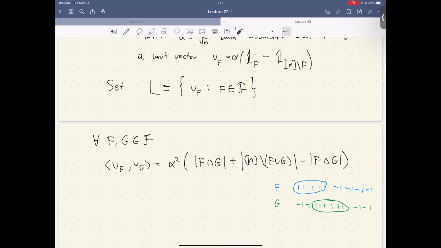So when you take the inner product, when do you get positive? You get positive when we are in the intersection. That's why we get a +1 here. We also get positive if both become -1, which is precisely the complement of the union of them. So this is n minus the size of F union G. And all the remaining ones, which are in the symmetric difference of F and G, we get opposite signs, a -1.